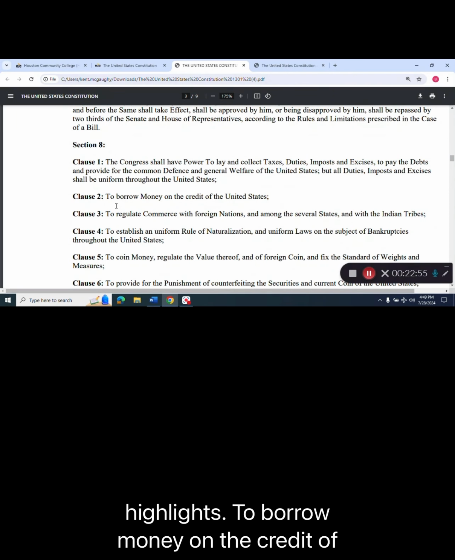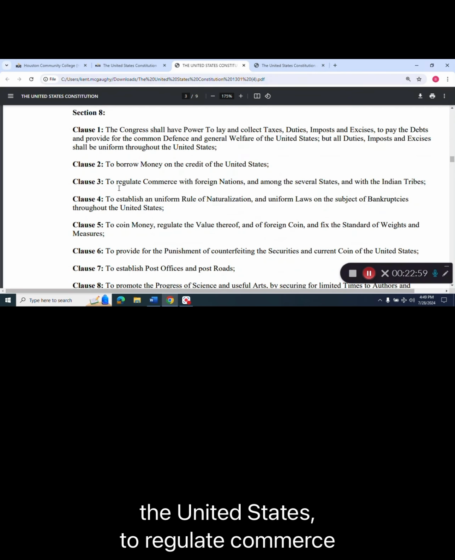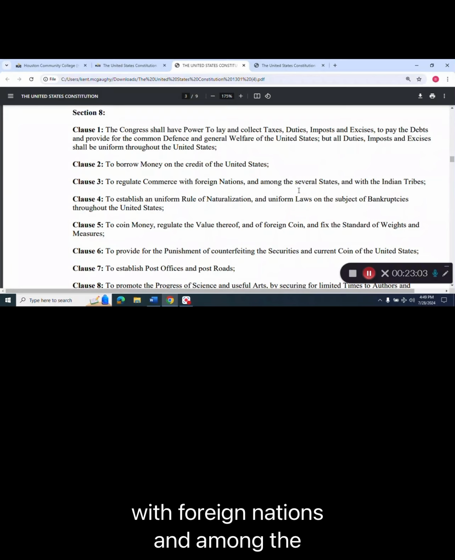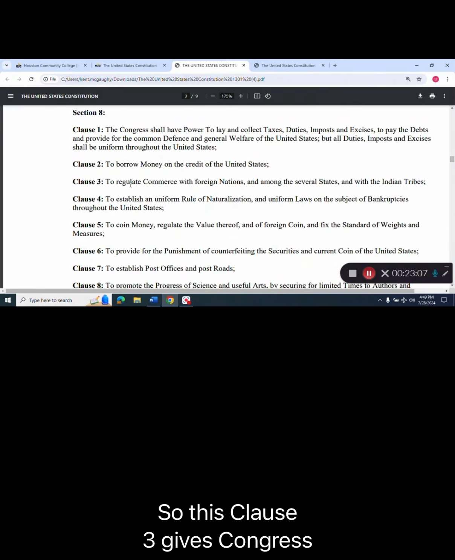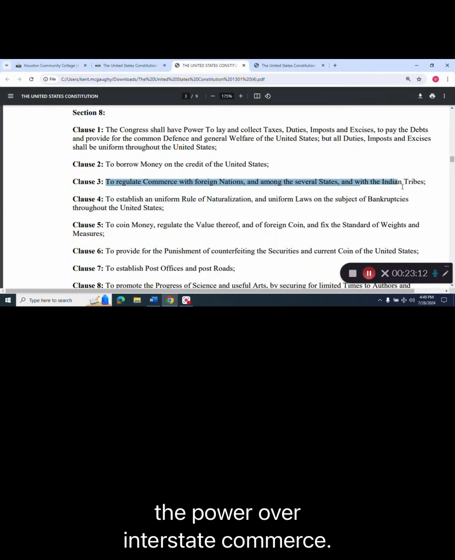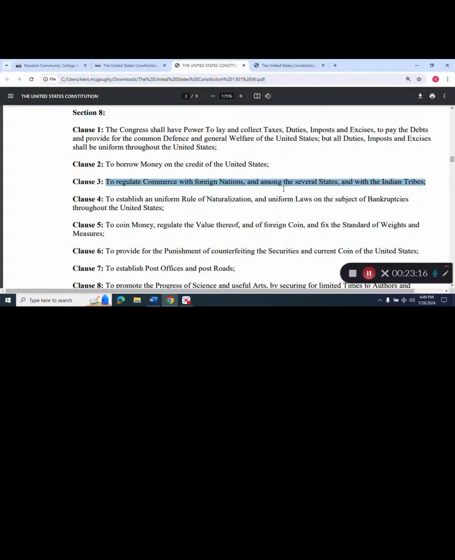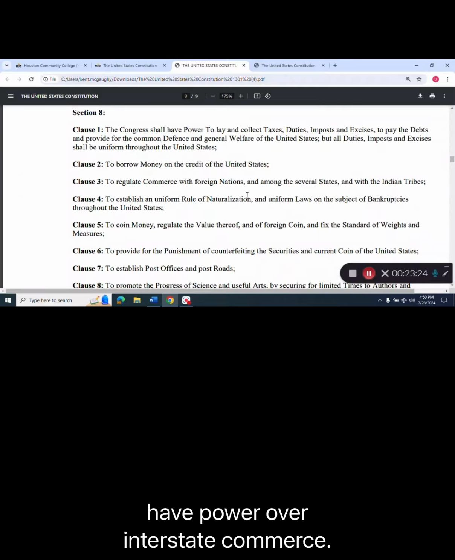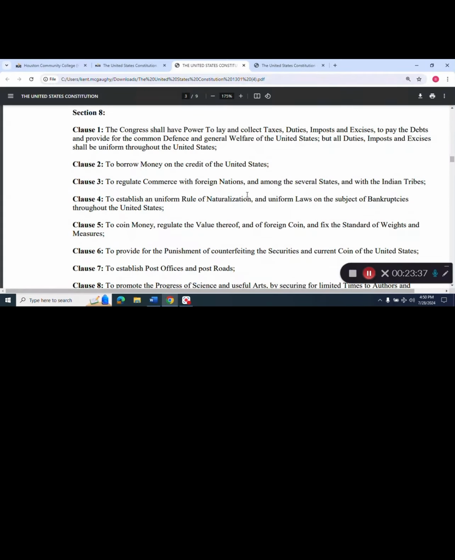We're going to hit just some of the highlights. To borrow money on the credit of the United States, to regulate commerce with foreign nations and among the several states and with the Indian tribes. So this Clause 3 gives Congress the power over interstate commerce. Okay? State governments already had and still have power over intrastate commerce. This gave Congress, the Congress under the Constitution, the power to handle trade with foreign nations, trade between the different states, and trade with Native Americans.